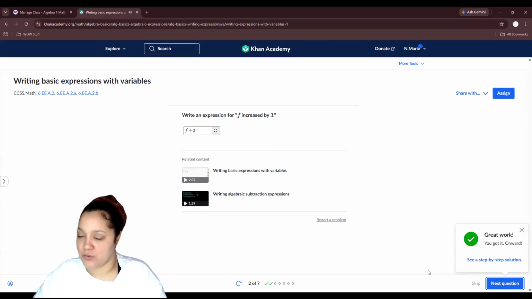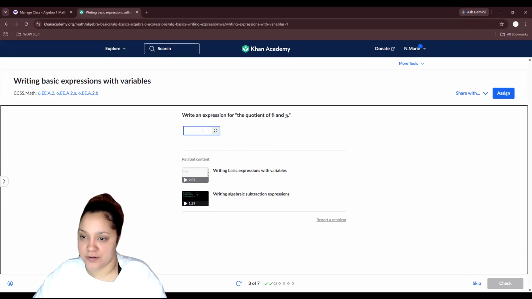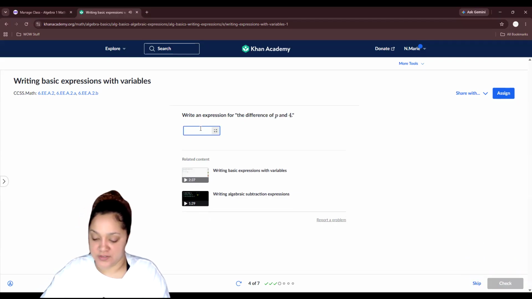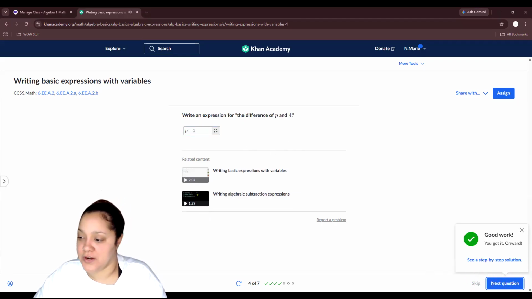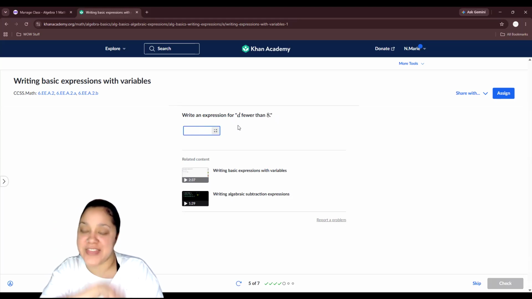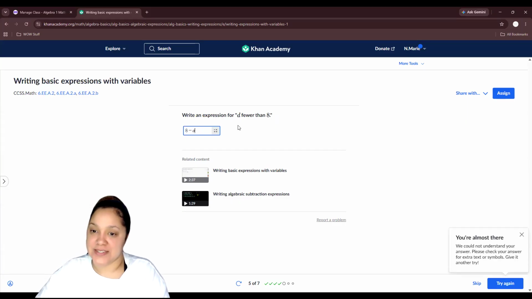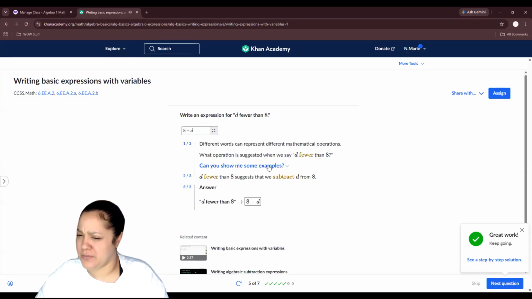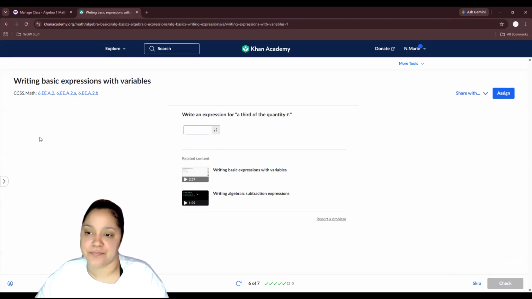And sometimes the wording will let you know the order you should go in, so you want to be careful. The quotient of 6 and y means to divide. The difference of p and 4 means to subtract, right? Difference means to subtract. And this is where you want to be careful with the wording. It says d fewer than 8. So that means d should come second. D fewer than 8. Wait, hold on. Maybe I'm getting that wrong. No, I don't know why it didn't mark it. That was weird. Okay, but yeah, 8 minus d.